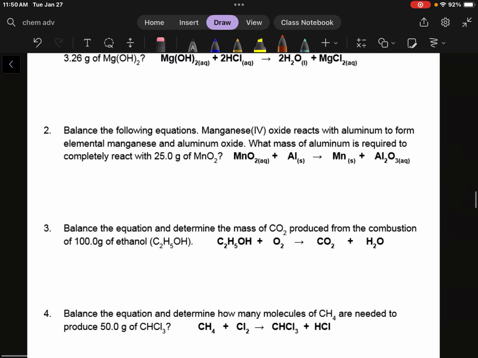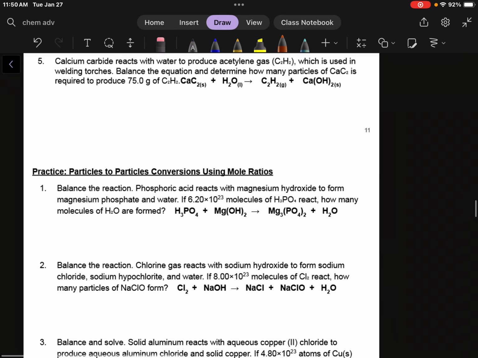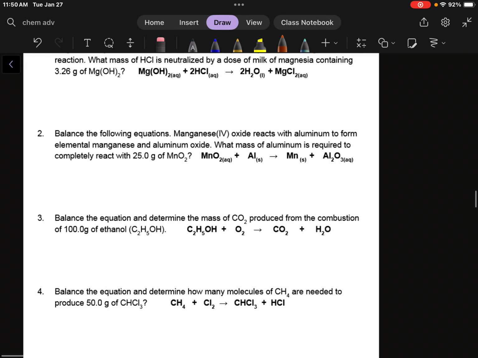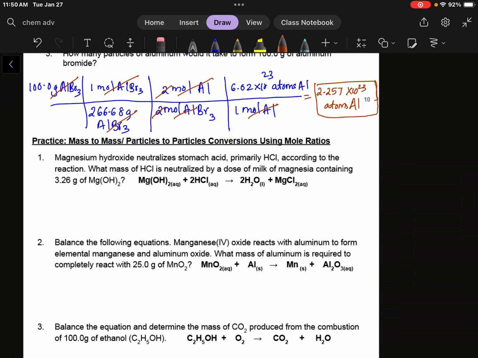For the rest of the questions, there are practice problems, 2 pages you have to finish. Some of them are mixed, some of them are grams to grams. Just look at the question and finish it.